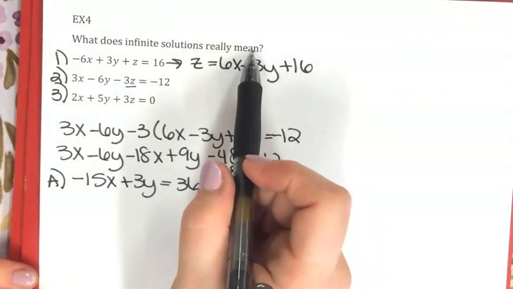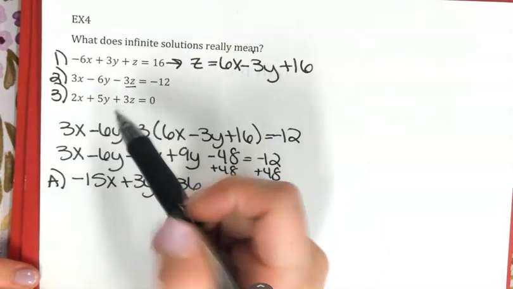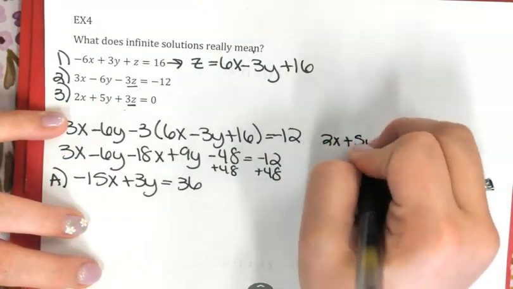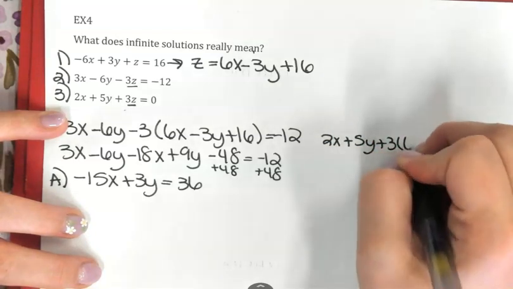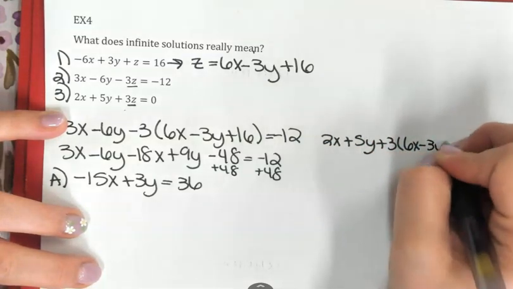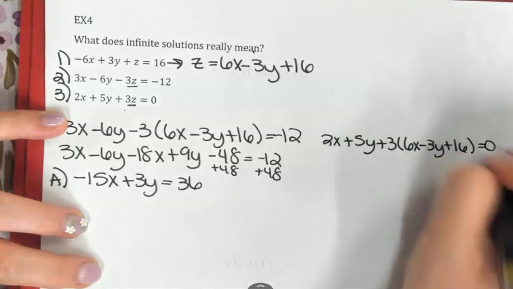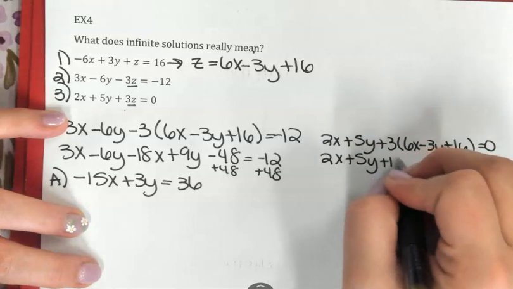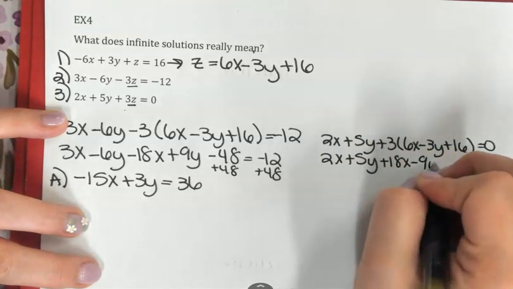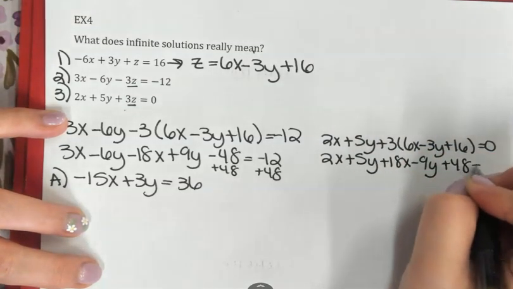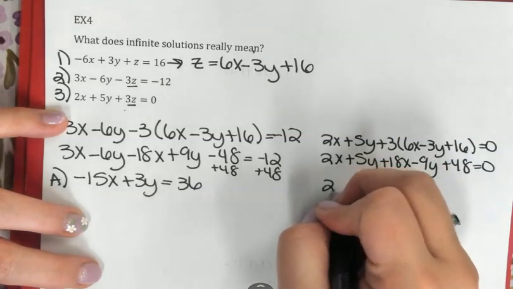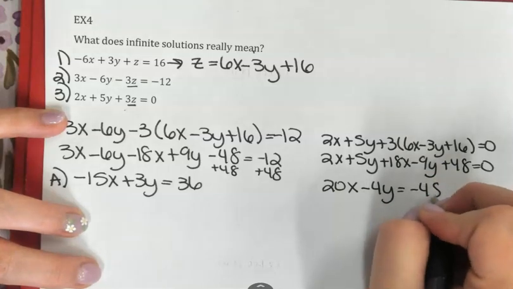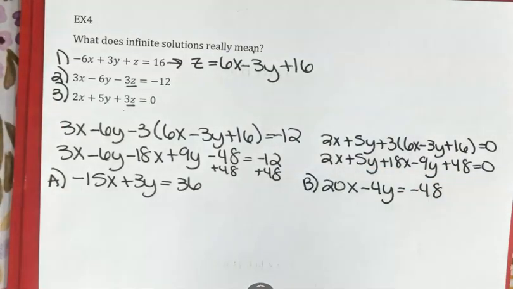To find equation B, I'm going to substitute this expression for z down into equation 3. Distribute the 3. Combine like terms. And now I have equation B.